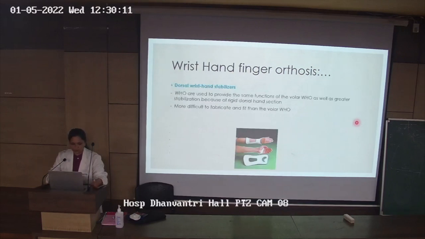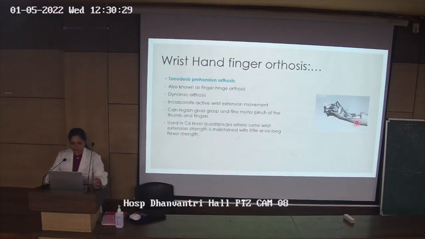Then the dorsal hand stabilizers. This orthosis is used to provide the same function as the volar wrist hand orthosis, as well as greater stabilization because it has a rigid dorsal hand section. It's more difficult to fabricate and fit than the volar wrist hand orthosis.